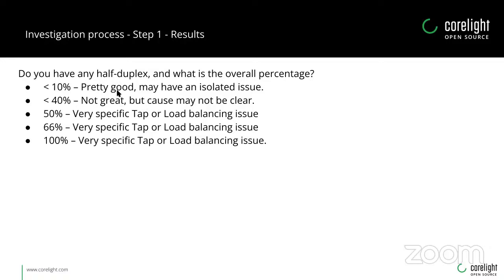Where if it's your main internet connection that's not set up right, you don't get 10% broken, you get a huge percent broken. So under 10%, pretty good. You'll still want to dig into it to find out what's wrong. Under 40% is really not great, but I've not seen that too often.